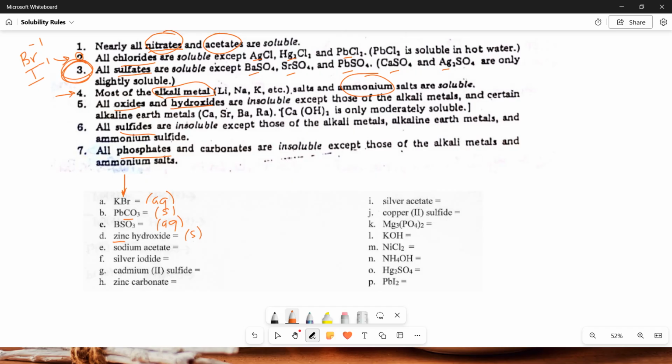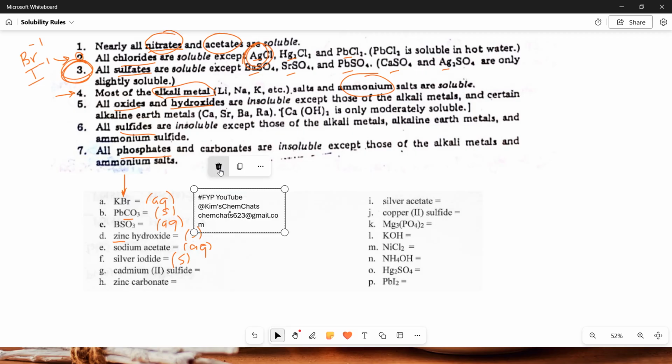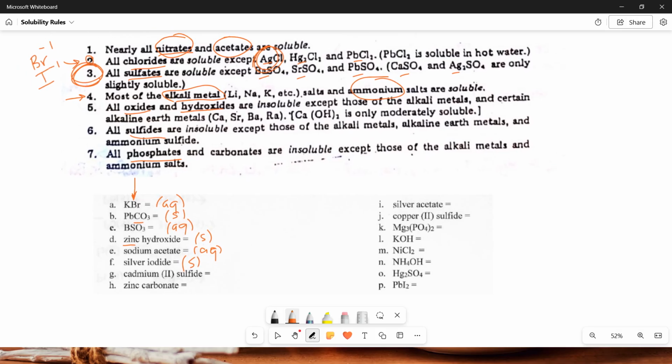Sodium acetate, that's an always rule. Rule number 1, they're always soluble. So we're going to say aqueous. Silver iodide, that's going to fall under the same rule as chlorides, rule 2. And silver is an exception. It is insoluble, so we're going to say solid. The third one, cadmium 2 sulfide. Cadmium 2 sulfide is a transition metal, and sulfides in general, rule 6, tells us that they're insoluble unless we're dealing with an alkali metal, alkaline earth metal, or ammonium. Cadmium is a transition, so it's solid or insoluble.